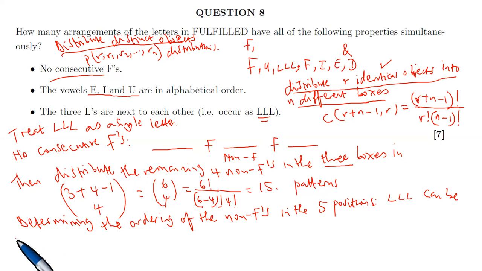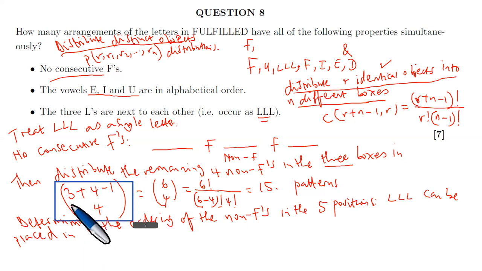Hello? Yes, please. Can you explain where you got this from? Oh, this one. Okay. So obviously, in this case, we're speaking of distributions, and it's coming from this formula, where we distribute R identical objects into N different boxes. Here, because the condition is that we have no consecutive Fs, and there are only 2 Fs in the word, we need to make sure we separate them and put symbols in between, before and after, so that they are non-consecutive. So that gives us 3 boxes.